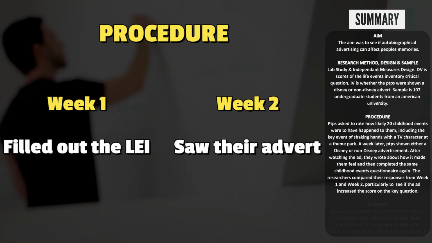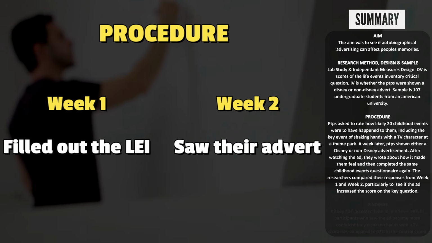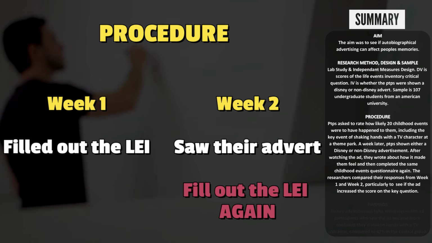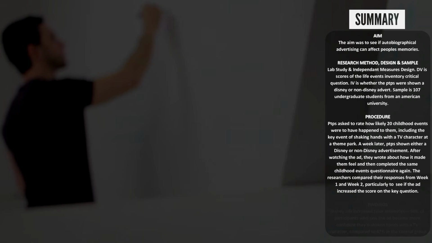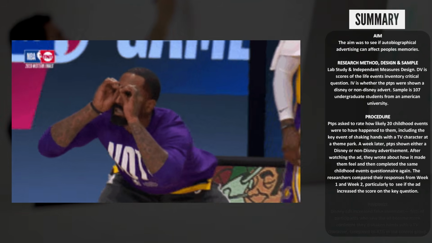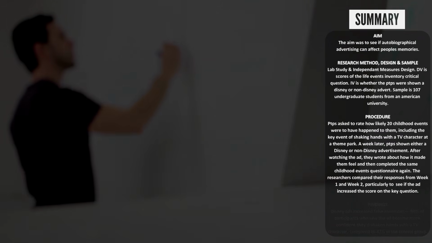In week 2, participants were then invited back into the lab environment to watch either the Disney or the non-Disney advert, depending on which group they were in. After watching the advert, they wrote about how it made them feel and their attitudes towards the advert. And then, and this is really important, they were asked to complete the life events inventory again. Now, in the real study, this was done quite smoothly. The experimenters came into the room, they pretended that something had gone horribly wrong and that they had lost the life events inventory from week 1 and they needed to do it again.